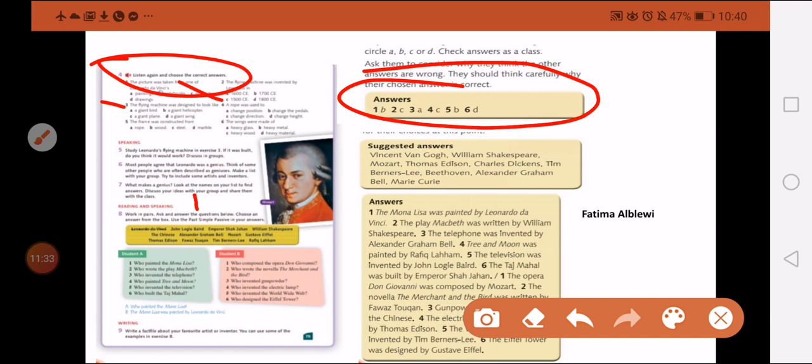5. The frame was constructed from what? From wood. Yes, so from wood, with B. Number 6. The wings were made of what? The wings. Heavy metal. So with B.